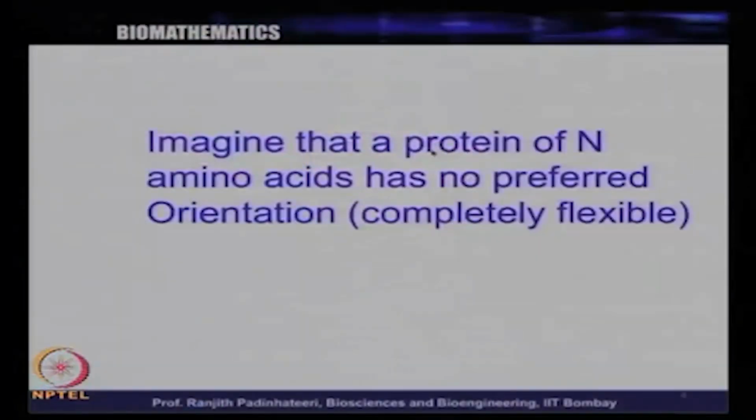So, let us consider this particular case where the assumption is that a protein of n amino acids has no preferred orientation, they are completely flexible. This is true for any polymer actually. So, we have a polymer and this polymer has n monomers. Let us draw a polymer of n monomers.